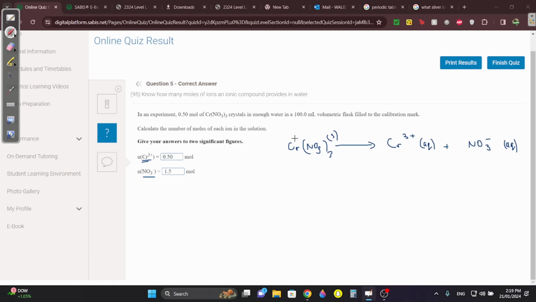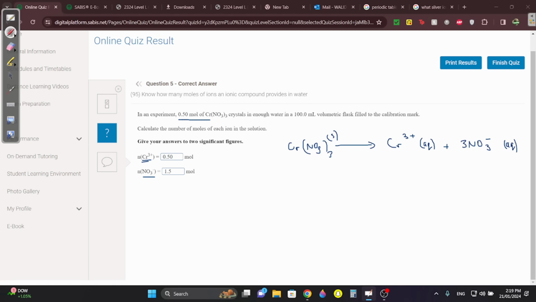Now we have to balance. Here we have 3 NO3, right? But here's the thing. Whenever you want to balance and you have a subscript, for example Cl2 on one side and Cl on the other, do I put the 2 here, or do I put it as a coefficient? Obviously, we put it as a coefficient. So here, I'm not allowed to put the 3 under the NO3 again. No, I have to put the 3 here as a coefficient.